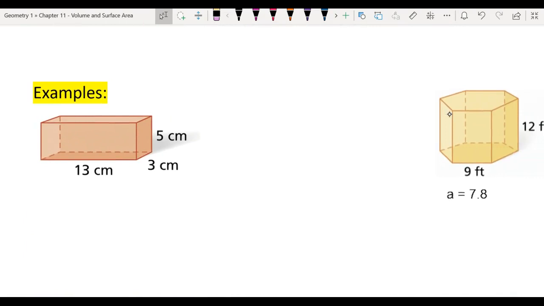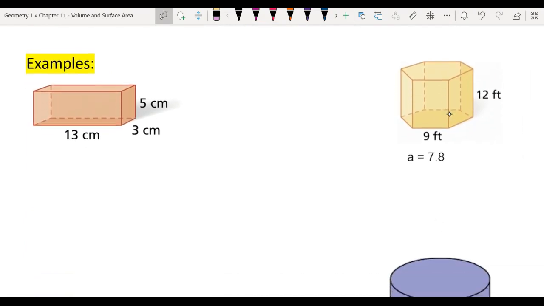All right, let's start on this first rectangular prism. Your volume is area of the base times the height of your prism. Your base in this one is a rectangle, correct? What is the area of a rectangle? Base times height. And then it'd be times big H, the height of your prism.